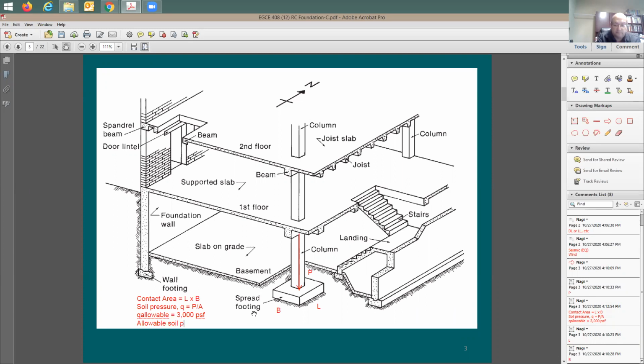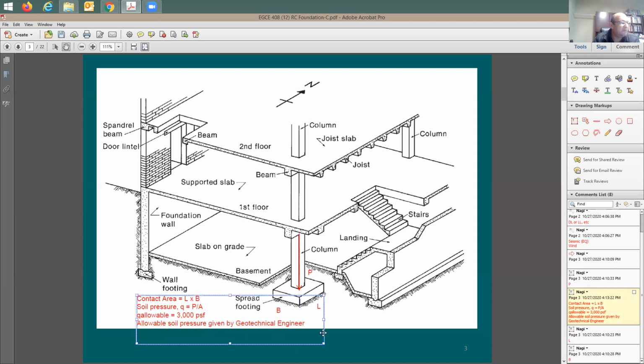Geotechnical engineer. So the geotechnical engineer is going to give us the allowable soil pressure. As a structural engineer, I don't come up with it. So the soil engineer is going to take soil samples, take them to the lab, and do some analysis. And then he's going to develop a report that we call a geotechnical report, or you can also call it a soils report. And in the soils report, he's going to say how much the allowable soil pressure is.